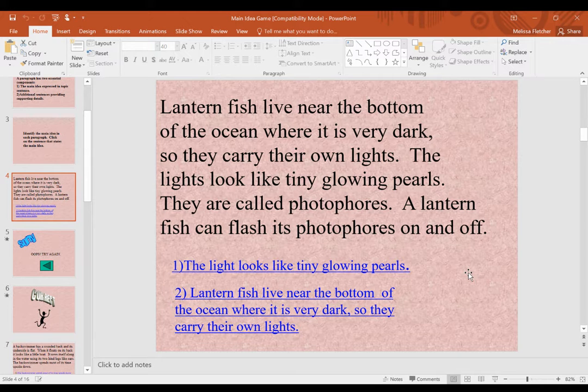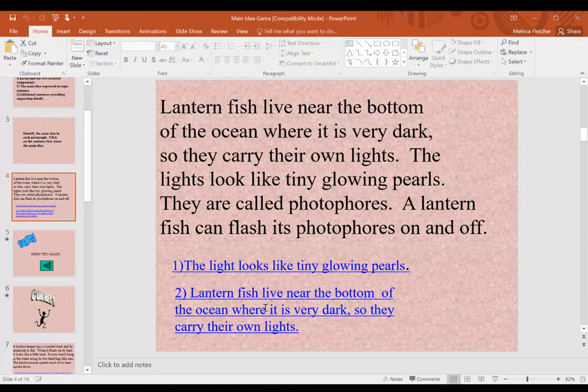Here's a nonfiction paragraph, mostly about lanternfish, which, by the way, I find incredibly interesting. And we have to decide what the main idea is. Is it number one, the light looks like tiny glowing pearls? Or is it number two, lanternfish live near the bottom of the ocean where it is very dark, so they carry their own lights? Take a moment to decide if you think it's number one or number two.